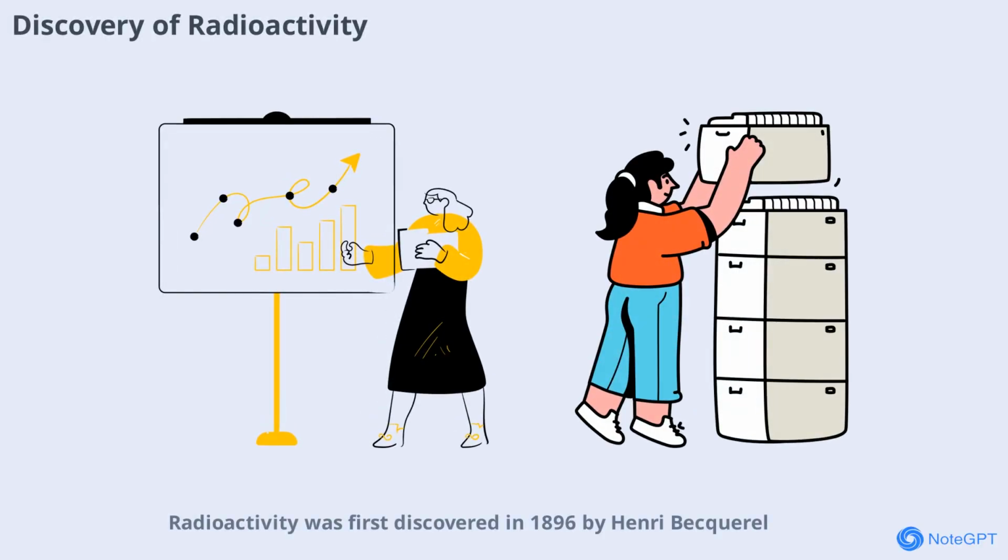Radioactivity was first discovered in 1896 by Henry Becquerel, who noticed that uranium salts emitted rays that could expose photographic plates. Soon after, Marie and Pierre Curie expanded on this discovery, isolating new radioactive elements like polonium and radium. Their pioneering work laid the foundation for our understanding of radioactive decay and opened up new fields in science and medicine. The discovery of radioactivity changed the way we see the world at the atomic level.